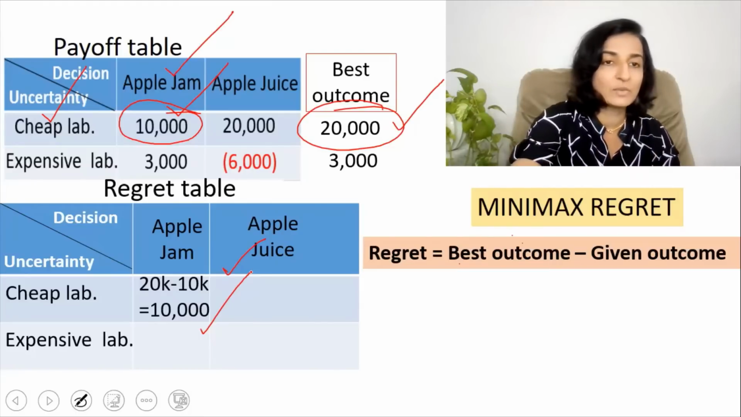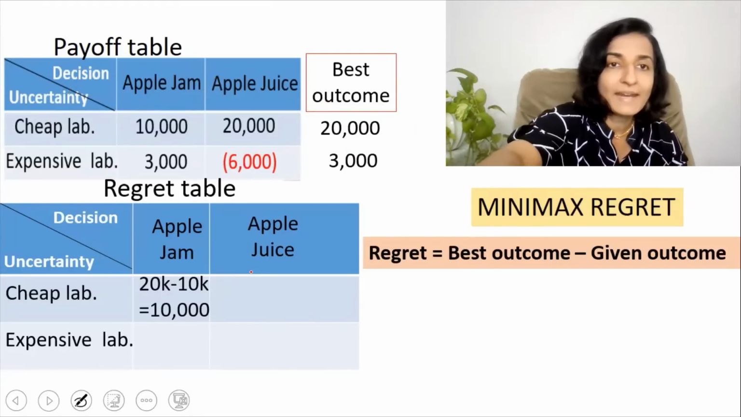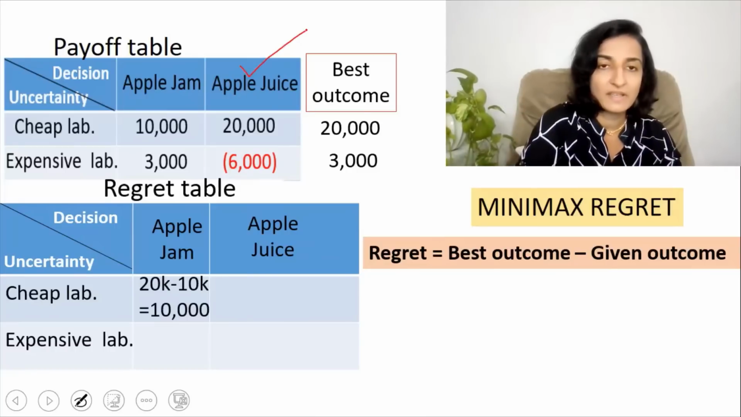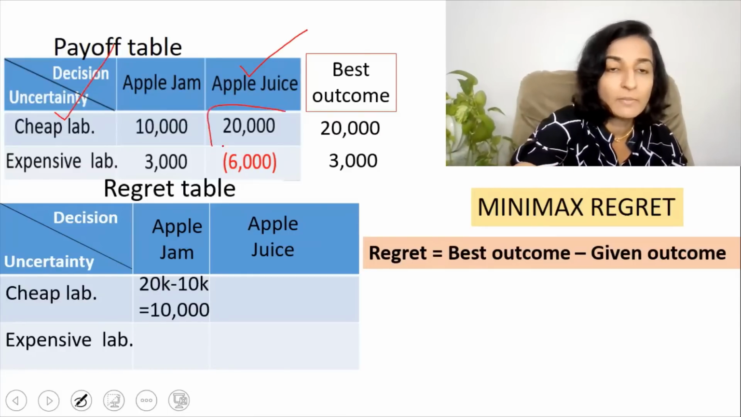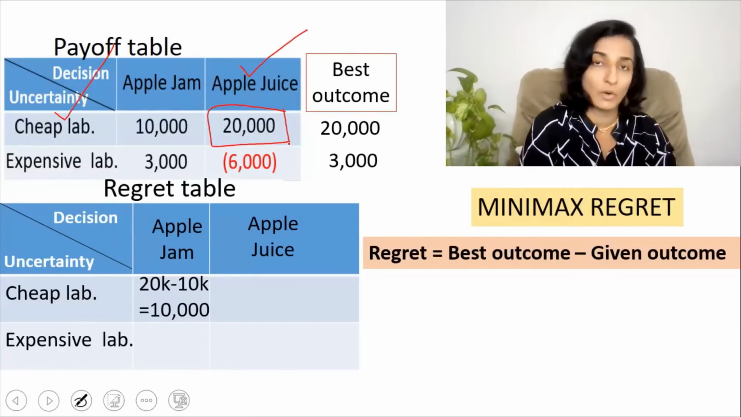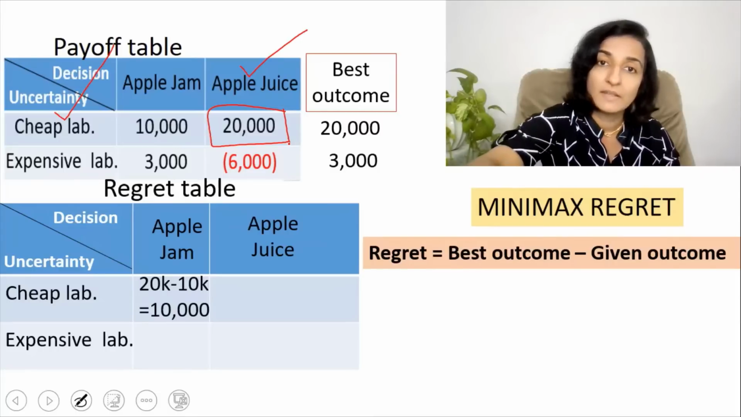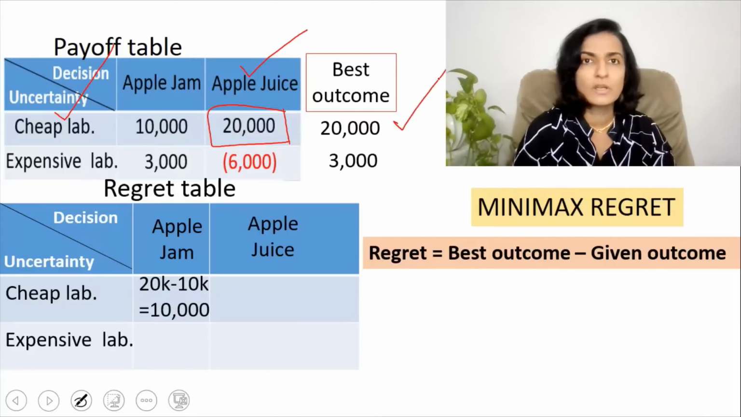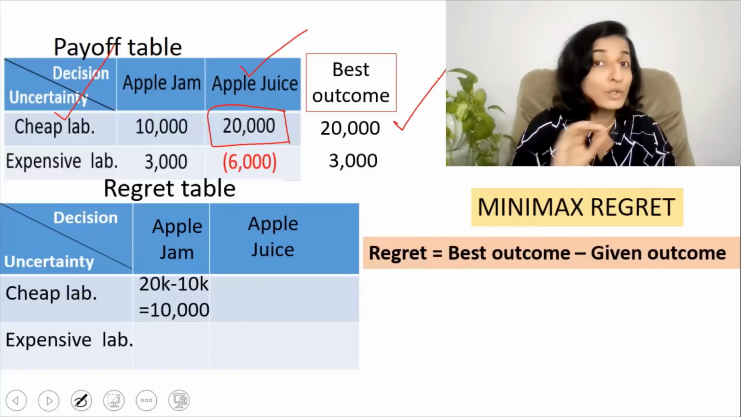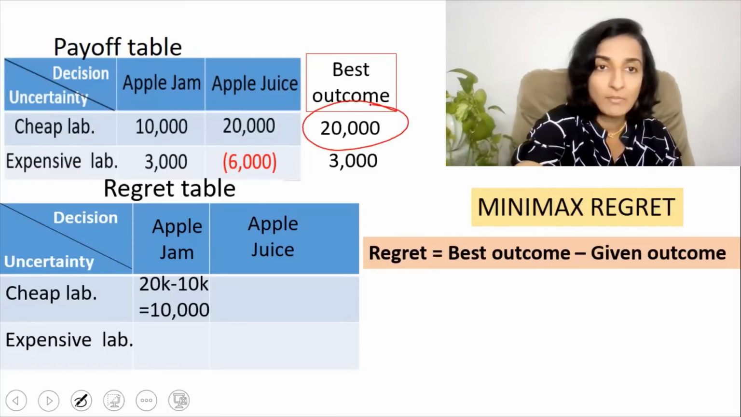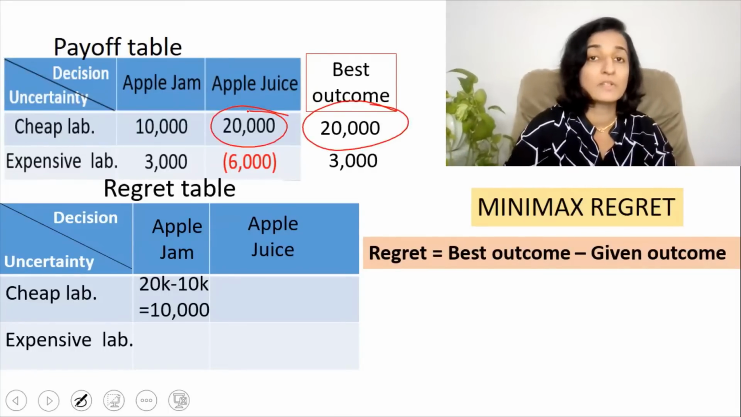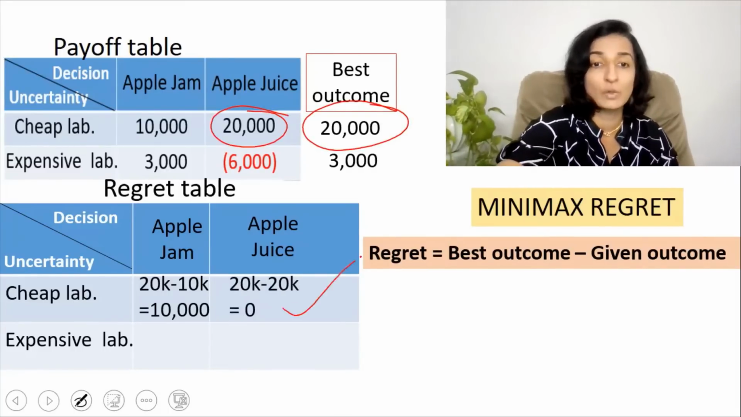Now coming to the next situation. If Adam starts apple juice business and he gets cheap labor, then he will get a profit of $20,000. And what was the best outcome in that particular situation? The best outcome was also $20,000. So will he have any regret? No, he will not have any regret. So what is the amount of regret? It is the best outcome of $20,000 minus the given outcome of $20,000, which amounts to 0.